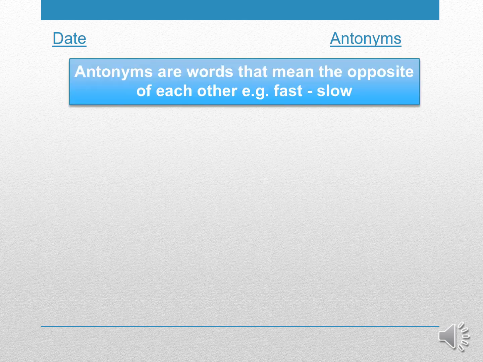Draw a line after your previous work. Write down the date that you will be doing this activity. Your heading: Antonyms. What is an antonym? Write down: antonyms are words that mean the opposite of each other. Example: fast, antonym, slow.